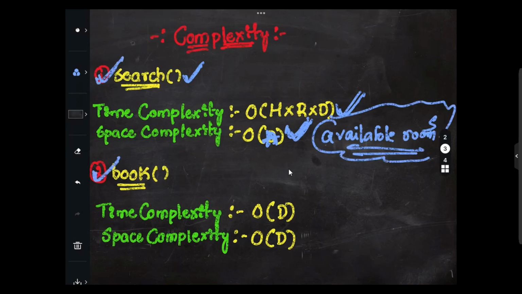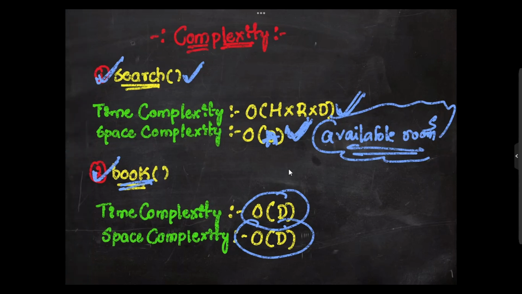Let's go with the second method here, nothing but book. The time complexity and the space complexity for the book method is O(D). D is the date entries in the map. We were making use of LocalDate everywhere, right? So D is the number of date entries in the map, and the time complexity and the space complexity is basically O(D) for the book method.